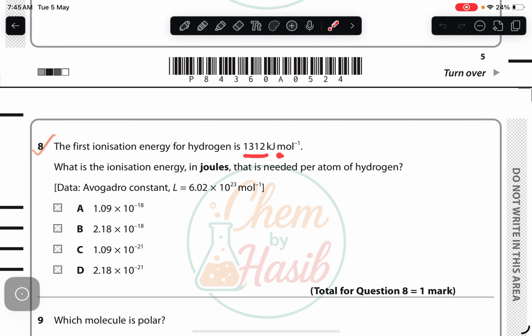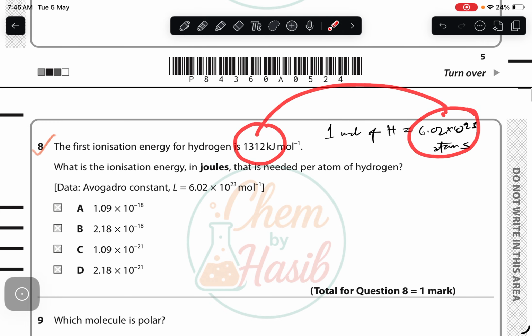So this energy is for 1 mole, right? So 1 mole of hydrogen is equivalent to 6.02 into 10 to the power 23, right? So I can write 1 mole of H equals 6.02 into 10 to the power 23 atoms, right? So this number of atoms will require this amount of energy, right?